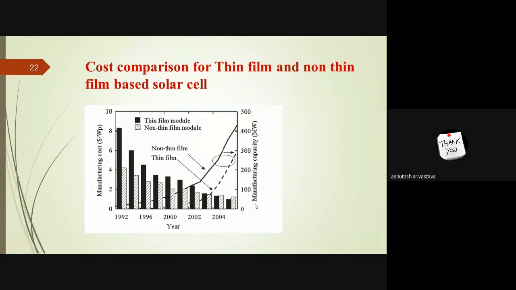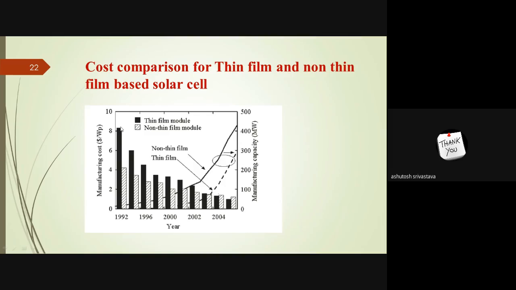Yeah, this graph shows a pattern of how this cost comparison can be done between thin film and non-thin film based solar cells. Although this data is only up to 2004 or 2006, it shows a trend that in the very early 90s, the manufacturing cost of thin film technology was high, and the manufacturing cost of non-thin film technologies, basically the bulk based technology, was very low. But we can see the decrement in the manufacturing cost.